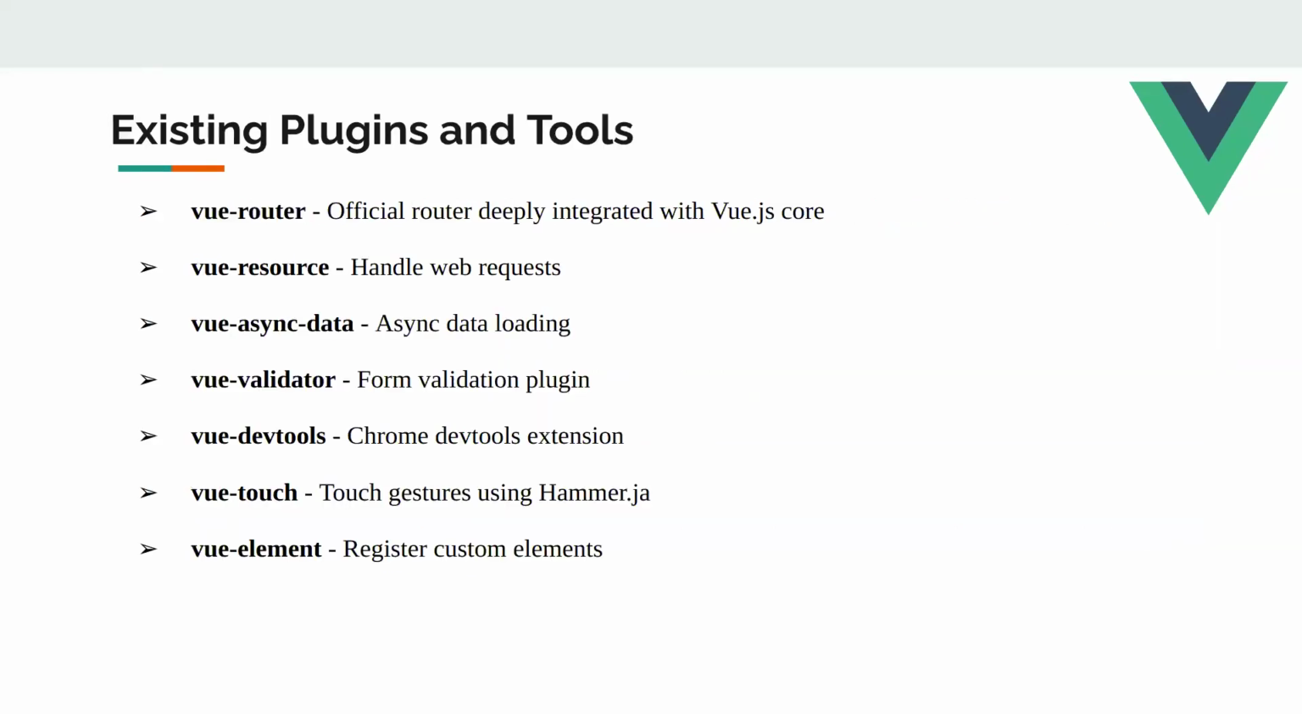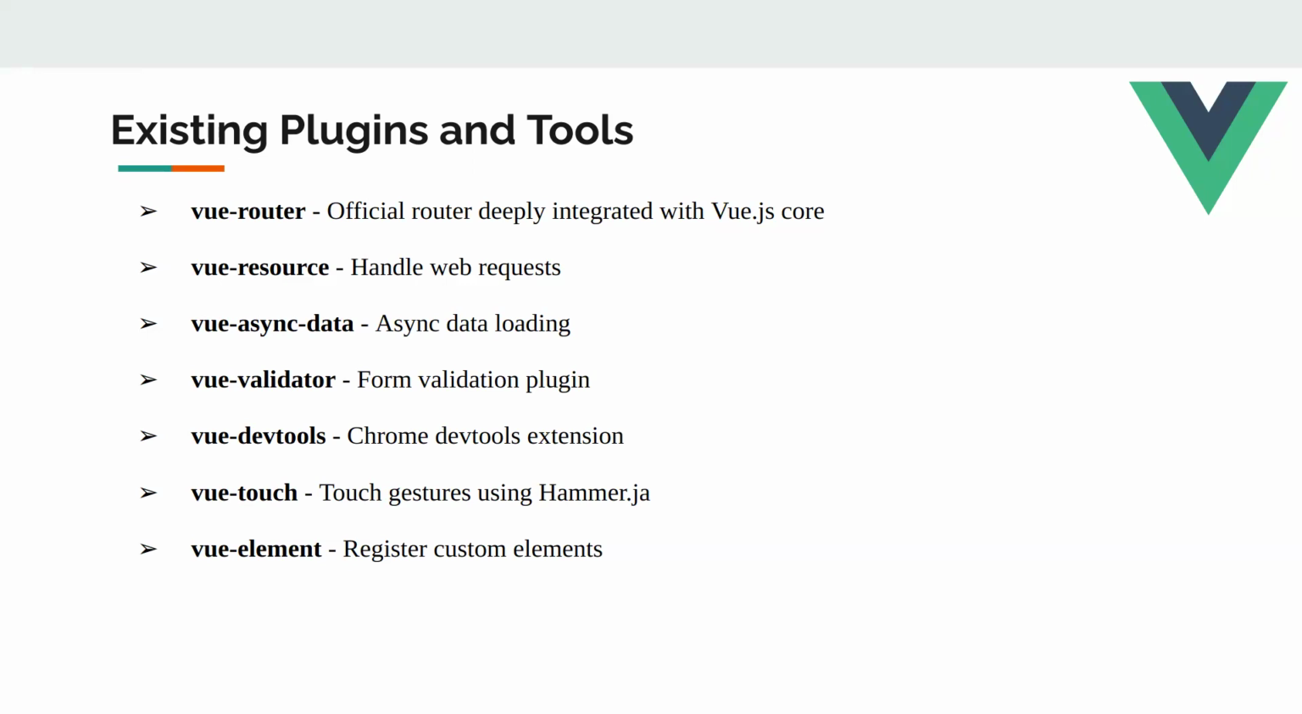Then I will go through the existing plugins and tools we use in Vue.js. First one is Vue Router. For routing, we will be using Vue Router. Vue.js does not provide routing by default, so we need to install it. With the help of npm, we need to install the router. Then with the help of the Vue Router plugin, we can use routing.